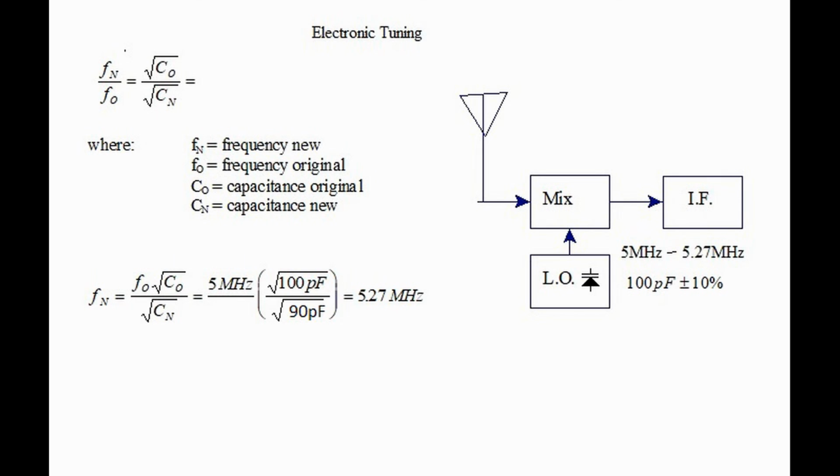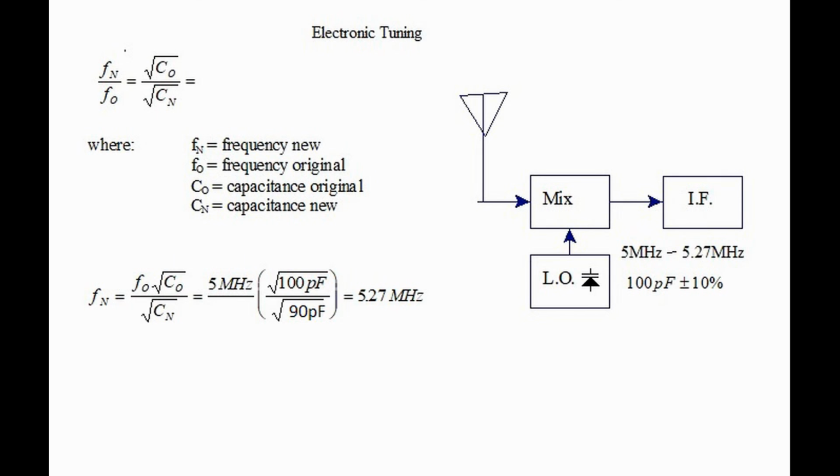And then the original frequency was 5 megahertz. Now we want to solve for the new frequency. We rearrange the formula to solve for the new frequency, and it's 5 megahertz times the square root of 100 picofarads divided by the square root of 90 picofarads, and the result is 5.27 megahertz. In other words, we can change the local oscillator up and down depending on how we change the capacitance of the varactor.